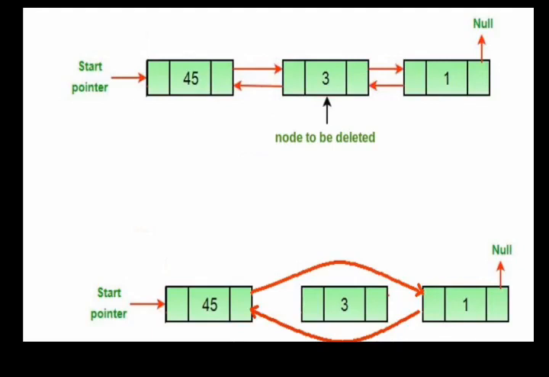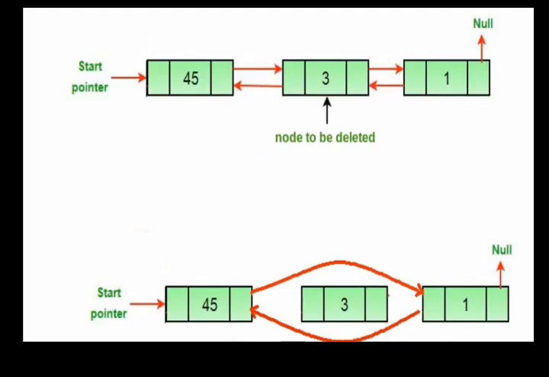Then go to the third part. If del->next is not equal to NULL, then del->next->prev is equal to del->prev. So now look at the diagram. So here is where the important concept comes. Okay, so look at the diagram.